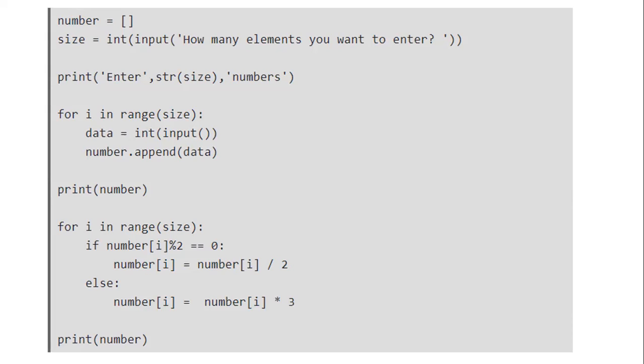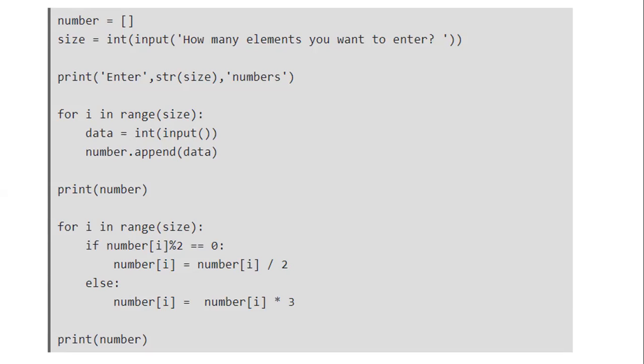Then we use a for loop, again using size as the range function, and then we write for i in range size, data equals integer input, whatever input the user gives us. And finally, you say number dot append. Append is the inbuilt list function that we are using to add the element to the list. And then you are printing the actual list given by the user.